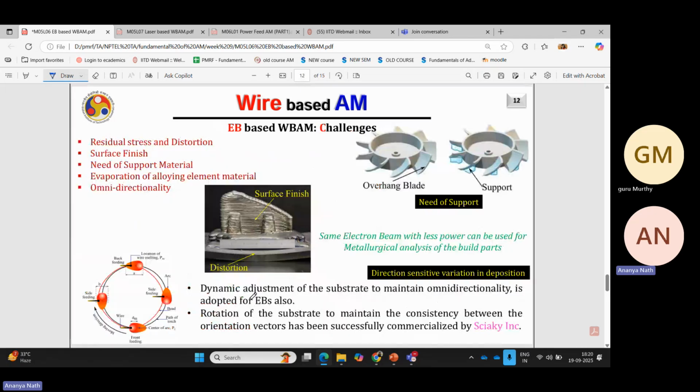Then EB based AM processes have a very prominent drawback, which is that as we are doing it in the vacuum chamber, the size of the part to be made has a restriction. So the size obviously cannot be very big in case of EB based processes.